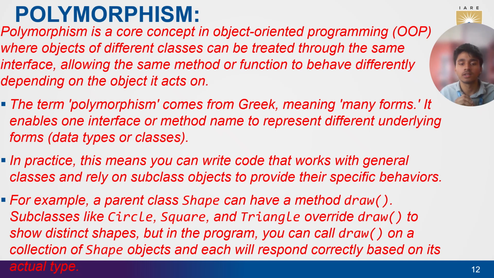In practice, this means you can write code that works with general classes and rely on subclass objects to provide their specific behavior. For example, a parent class Shape can have a draw function. Subclasses like Circle, Square, and Triangle override the draw function to draw distinct shapes, but in a program you can call the draw function on a collection of shape objects and each will respond correctly based on the actual type.